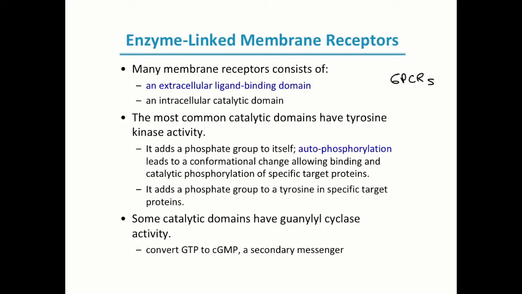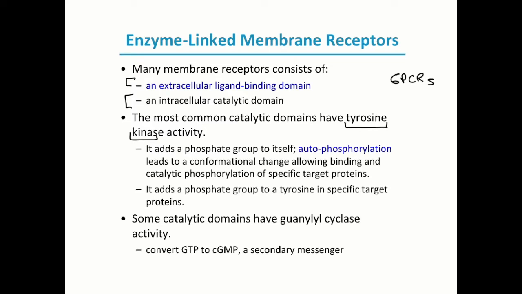Many membrane receptors consist of an extracellular ligand binding domain as well as an intracellular, so within the cell, catalytic domain. And the most common type have tyrosine kinase activity. Let's break down that word, tyrosine kinase. A kinase is a type of enzyme that catalyzes the transfer of a phosphate group from ATP to a specified molecule. So to have tyrosine kinase activity means that we're going to transfer a phosphate group to a tyrosine residue.